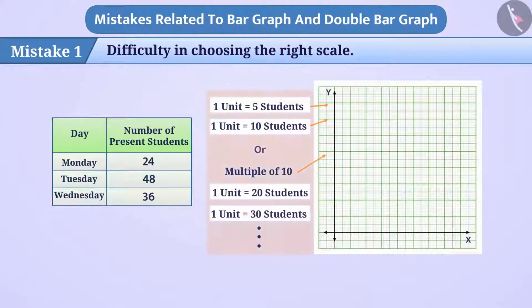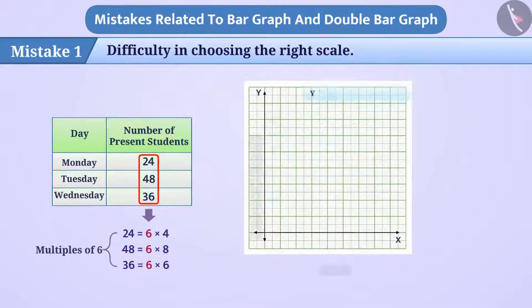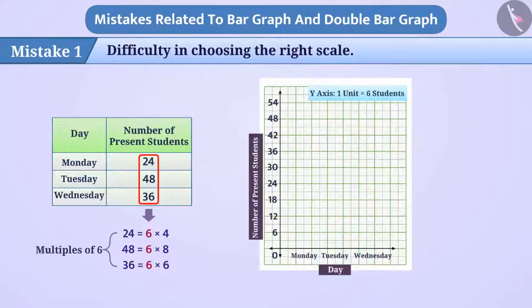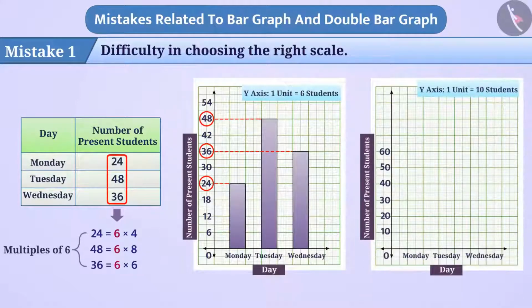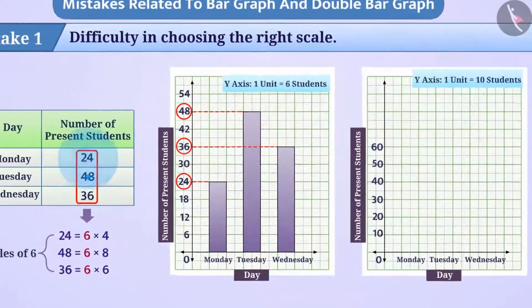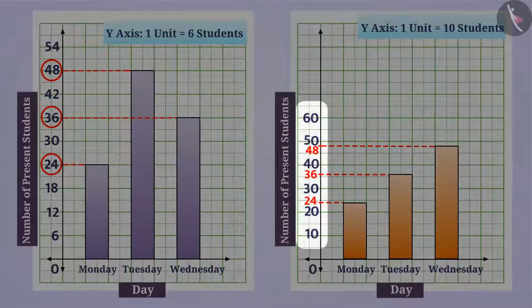But this is a misconception. Here we see all the numbers are multiples of 6, therefore we will take 1 unit is equal to 6 students. Then it will be very easy to draw the bar graph. But if we take the value of the unit as 10, then it will be difficult to represent the numbers shown. It will also increase the chances of mistakes.